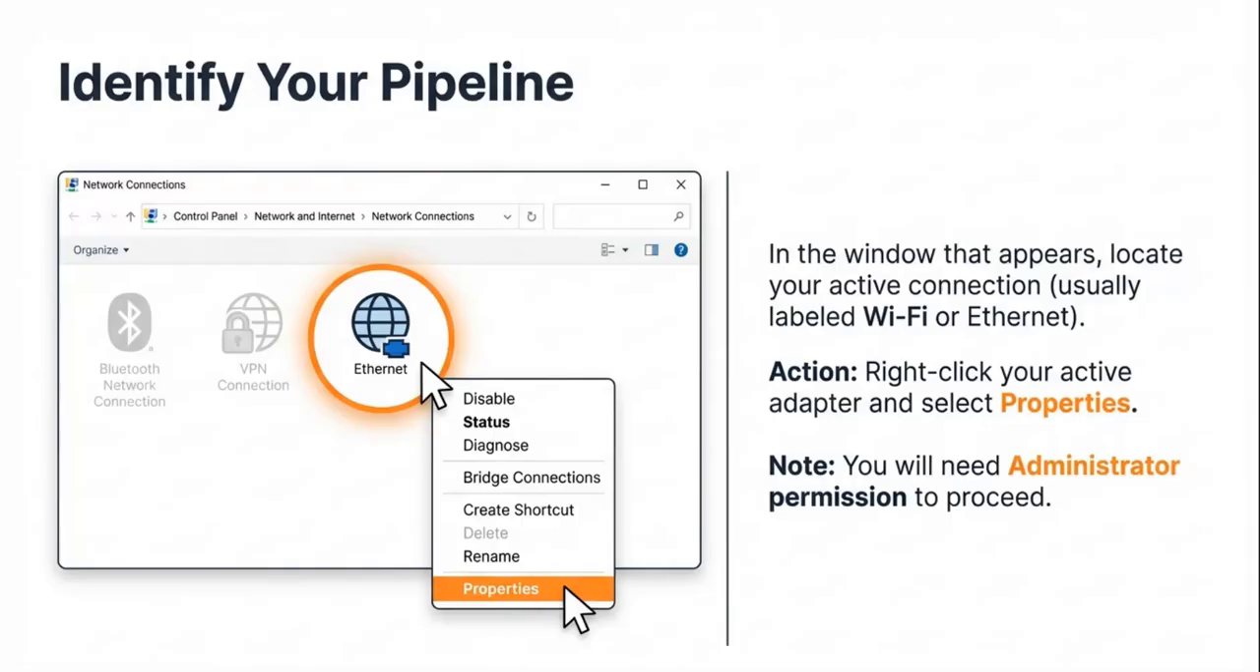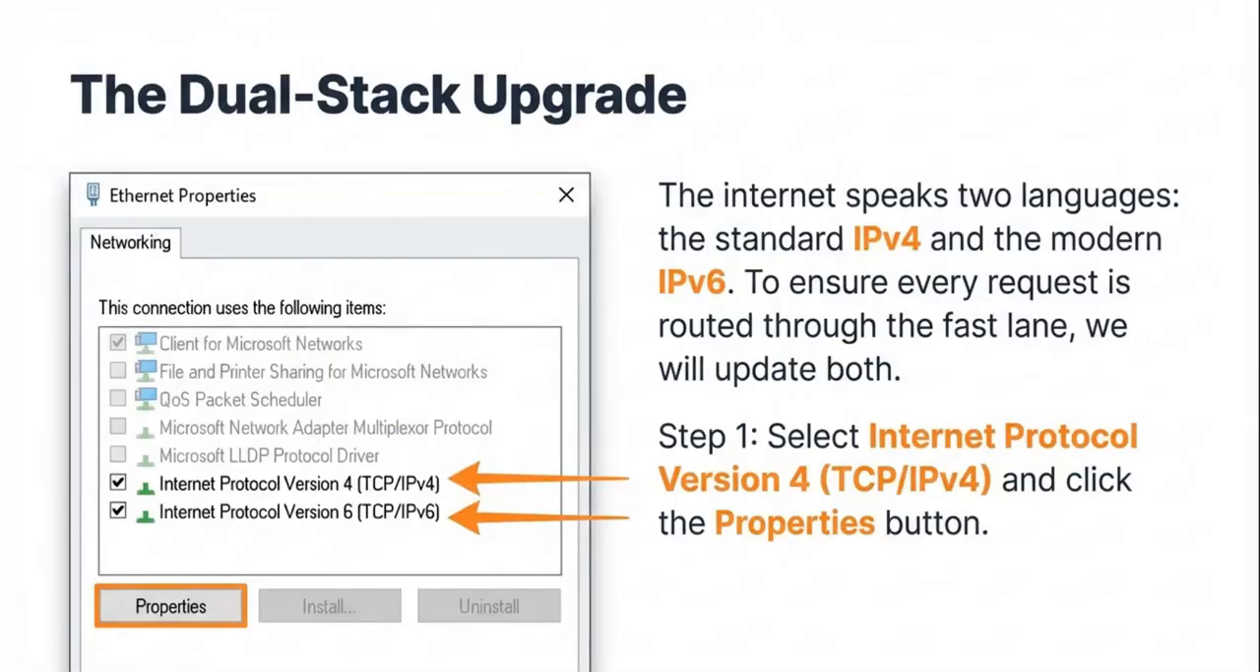In the window that appears, locate your active connection, usually labeled Wi-Fi or Ethernet. Right-click your active adapter and select Properties. You will need administrator permission to proceed. The Internet speaks two languages: the standard IPv4 and the modern IPv6. To ensure every request is routed through the fast lane, we will update both.